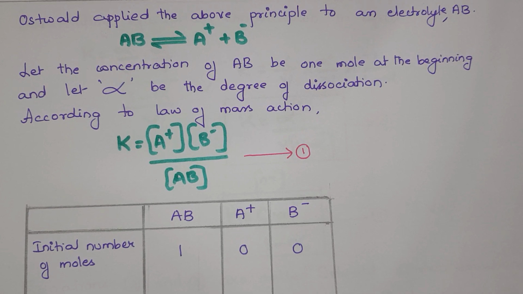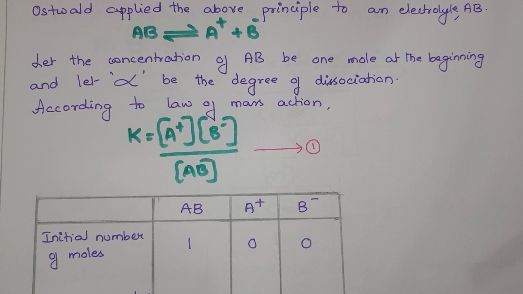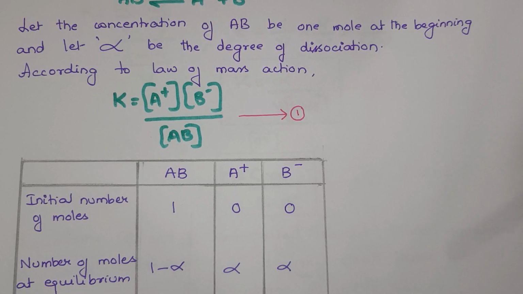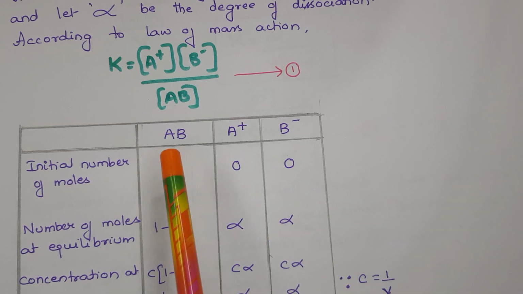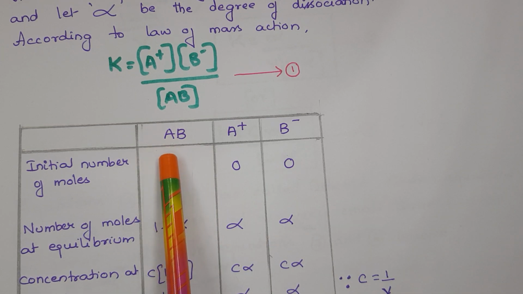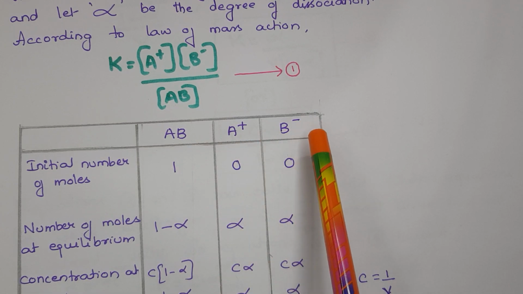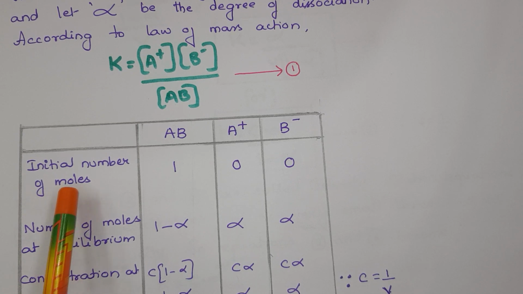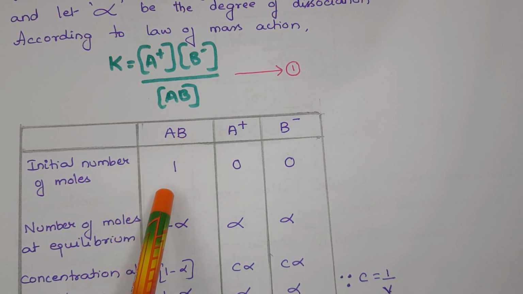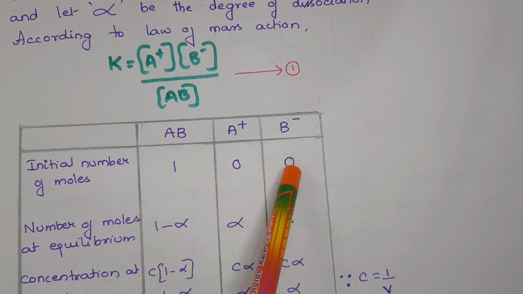A small table can be generated here from this data, students. So the table contains the contents. This is the electrolyte, 1 mole of the electrolyte. Next, this AB being dissociated into A+ and B-. So here, initial number of moles means before the reaction has started, AB concentration is 1. So it's not dissociated. So 0 and 0.